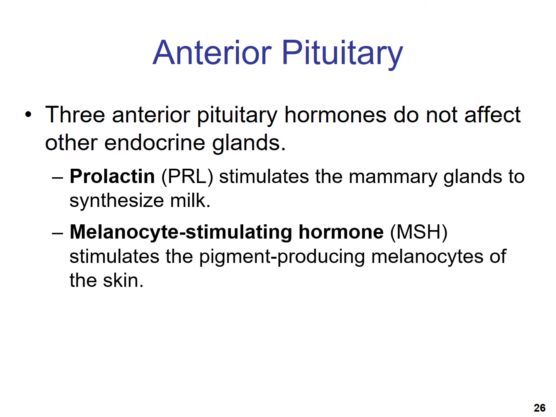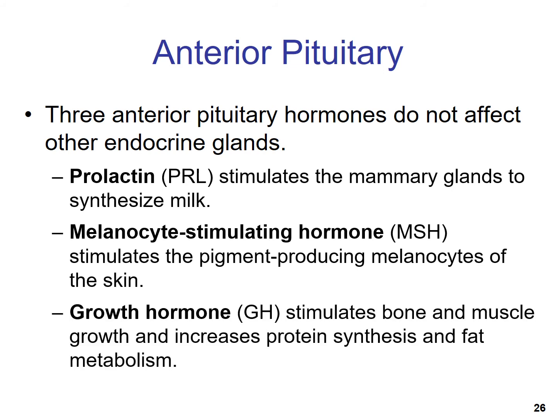Melanocyte stimulating hormone will stimulate melanocytes of the skin, and this is basically how you get a tan. So these specific cells in the skin that produce melanin are affected by melanocyte stimulating hormone. Finally, growth hormone will stimulate bone and muscle growth. It'll increase protein synthesis and fat metabolism. So growth hormone is not only involved in what you would think of as growth where you get taller, but it's also involved in repair.